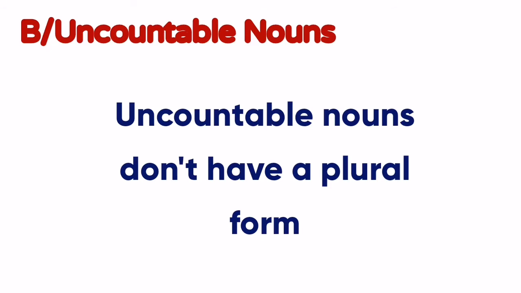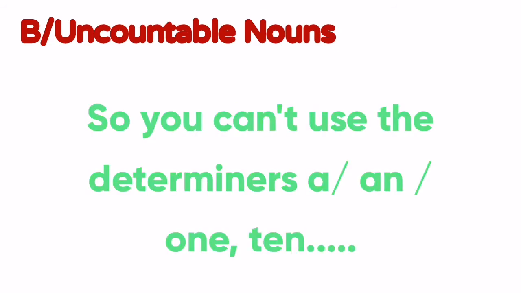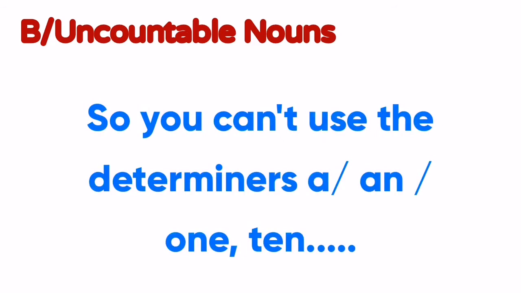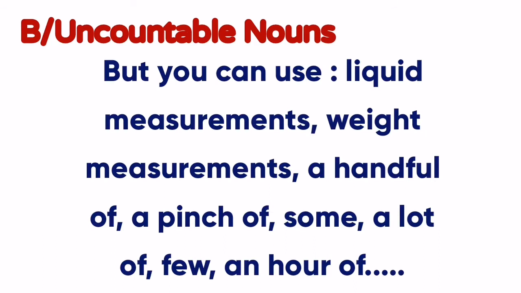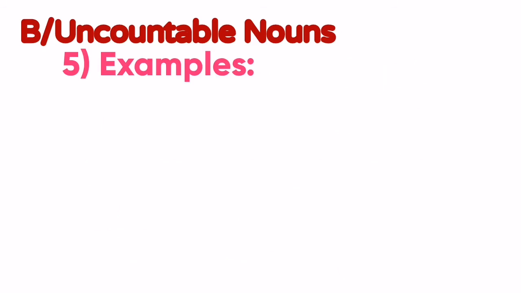So always remember that uncountable nouns don't have a plural form. That means you can't use the determiners a, an, or the numbers 1, 10 with uncountable nouns. But you can use liquid measurements, weight measurements, and expressions like a handful of, a pinch of, some, and more. Now let's take a look at some examples.